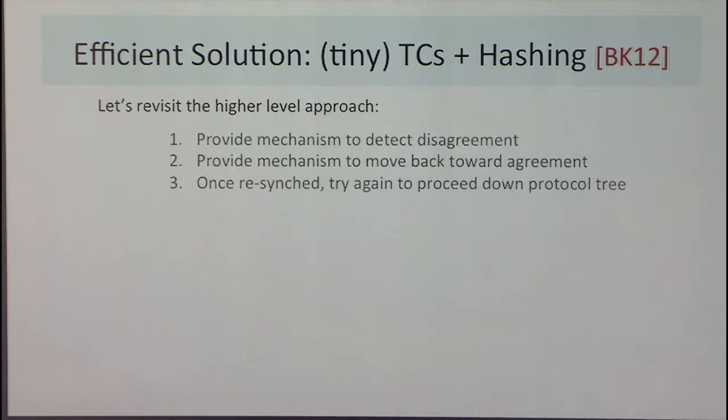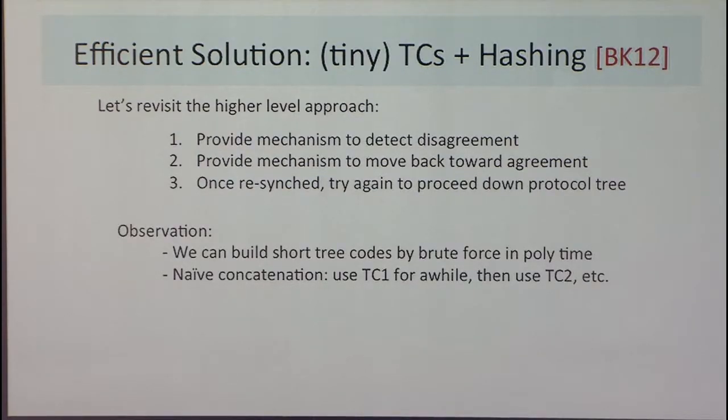So if we revisit this higher level approach, what do we really need from this? We need a mechanism to detect disagreement. We need a mechanism to move back toward agreement. And we need a mechanism, once resynced, to encode progress down the protocol tree. Okay, so as cryptographers, when we look at bullet 1, provide a mechanism to detect disagreement, something should jump out immediately at us, which is not a tree code, but just a hash function. Right? Collision resistant hash. So here's the observation of Brzezinski and Kalai.